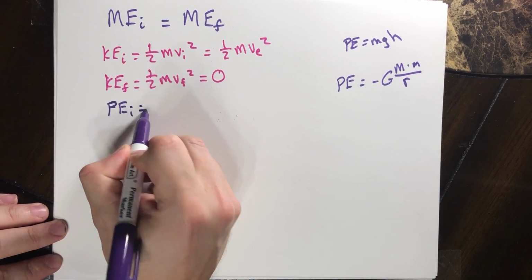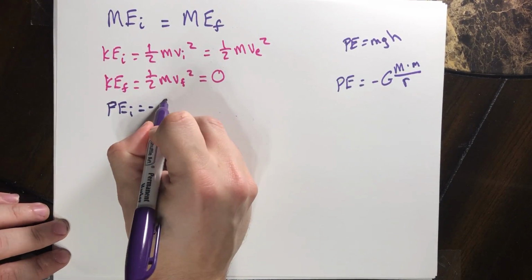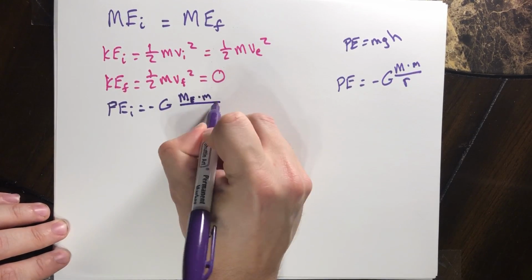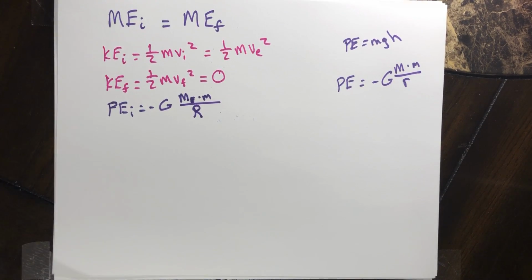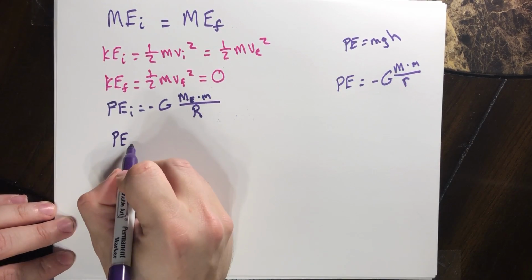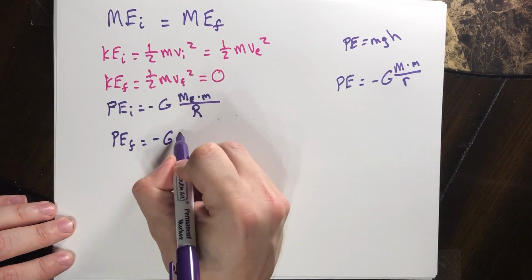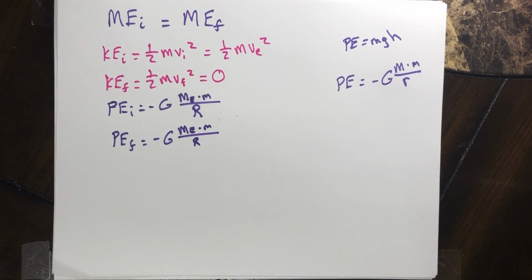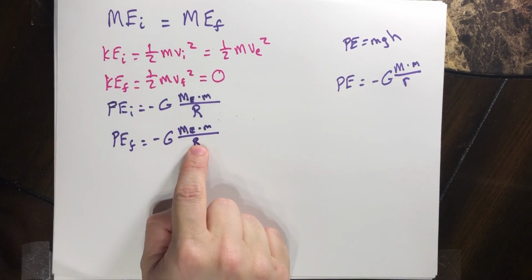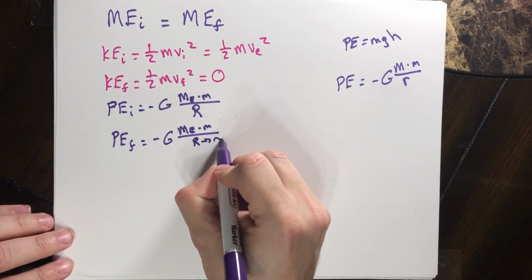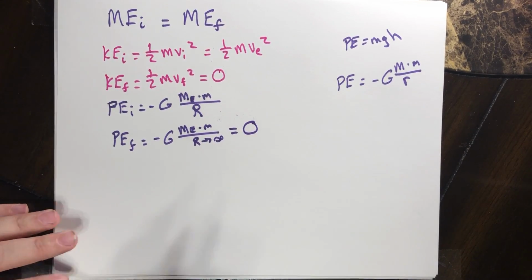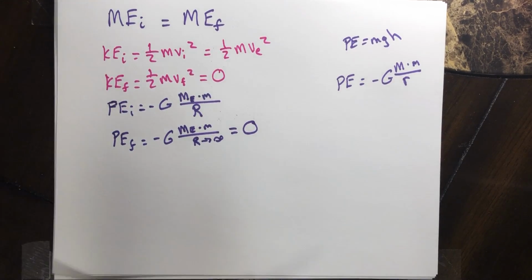So for our initial potential energy, again, we're going to use this, negative G, big M, which is the mass of Earth, little m, mass of the object, over big R, because that's the radius of Earth since we're at the surface. Okay? Our final potential energy is going to be the exact same equation, negative G, big M of Earth, little m of the object, over the radius. But as you get really, really far away from Earth, this number gets really, really big, so it actually goes to infinity. If you have an infinite number on the bottom of a fraction, this whole thing is going to go to 0. So if you notice, our final potential energy and kinetic energy are both 0.